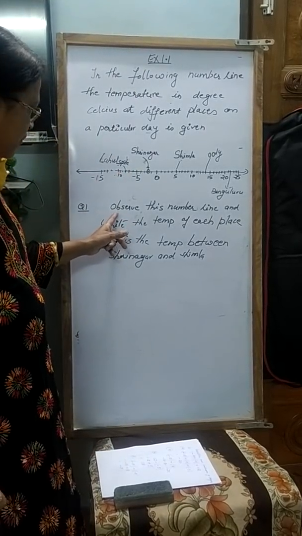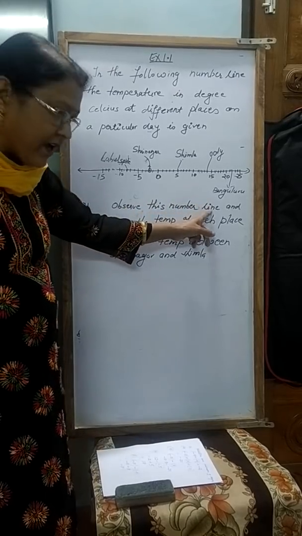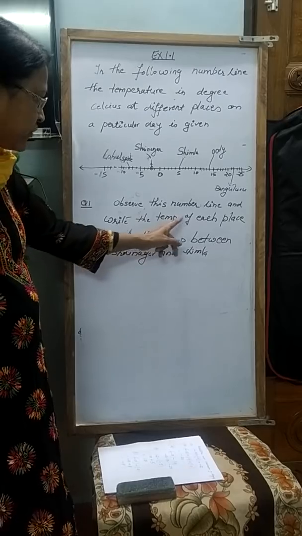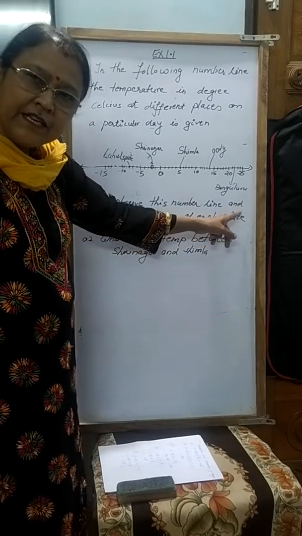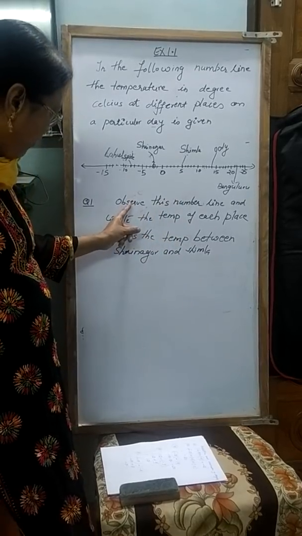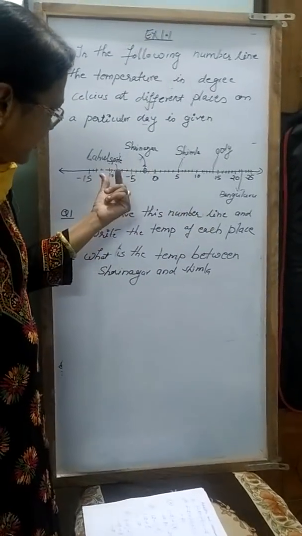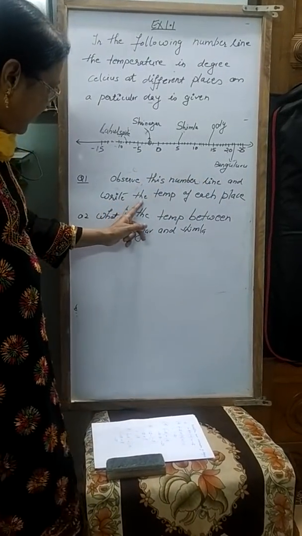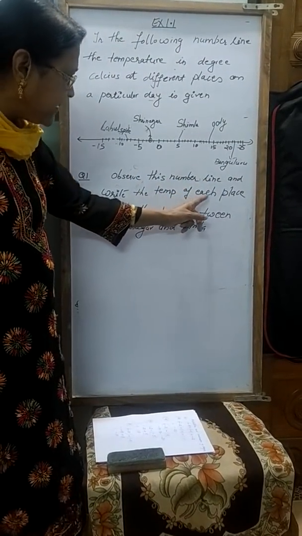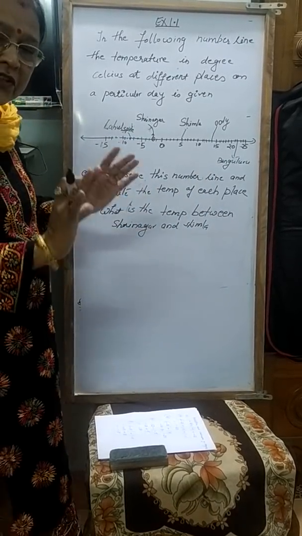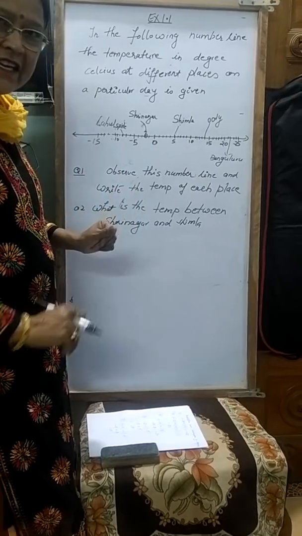First question is, observe this number line and write the temperature of each place or each city. This is the question. Now again read the question. Observe this number line which is given, and write the temperature of each place, each city. Now first tell me what the 5 cities given are.